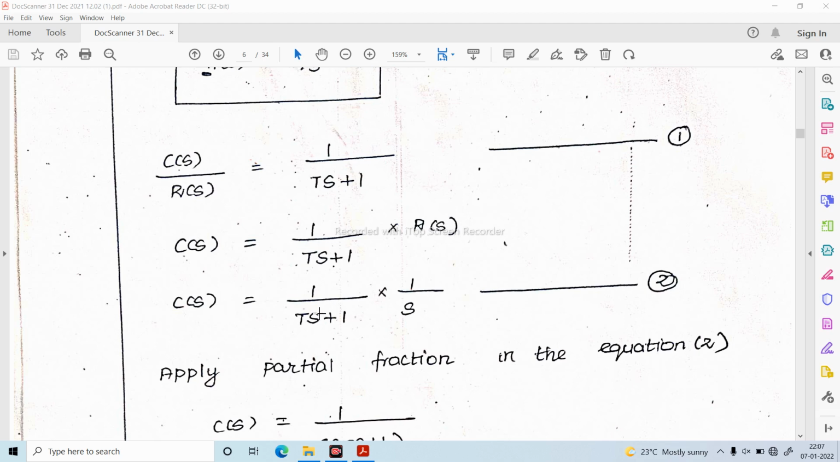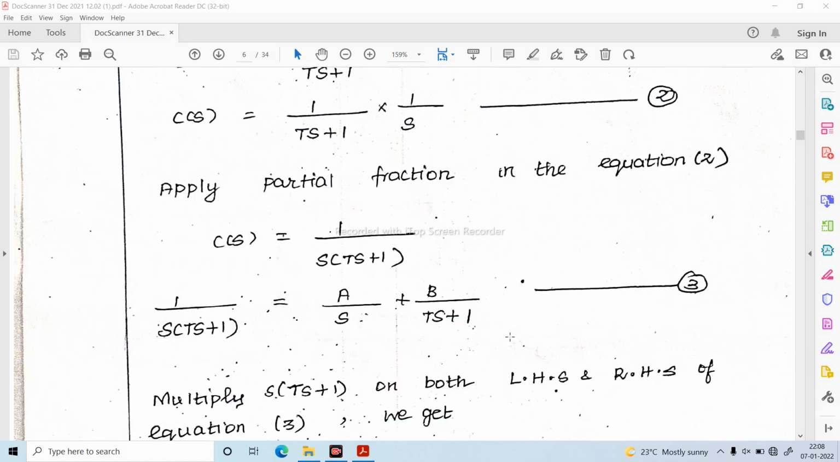So C of s equal to 1 by Ts plus 1. Here put the value of R of s, that is 1 by s. Now the equation becomes 1 divided by s into Ts plus 1. So this is the output C of s. And next I am going to find out the c of t value. What is the output response?